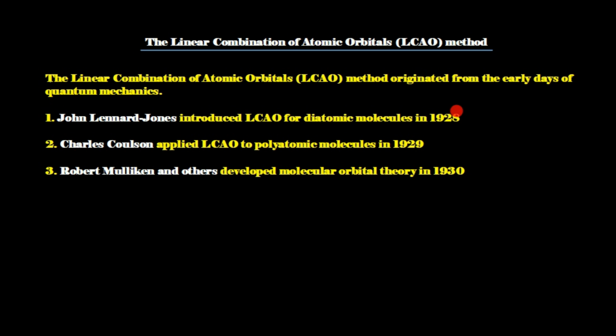So these three years, 1928, 1929 and 1930, are very, very important for the development of the molecular orbital theory, right? So what is the linear combination of atomic orbitals?